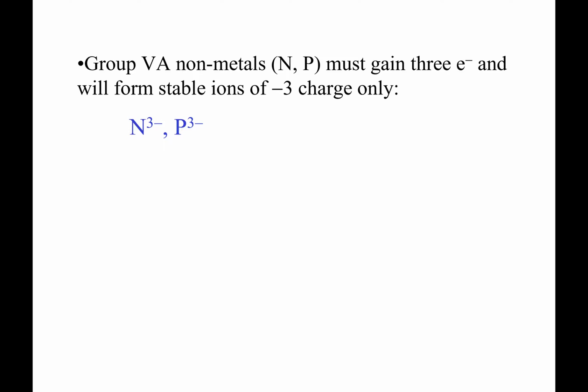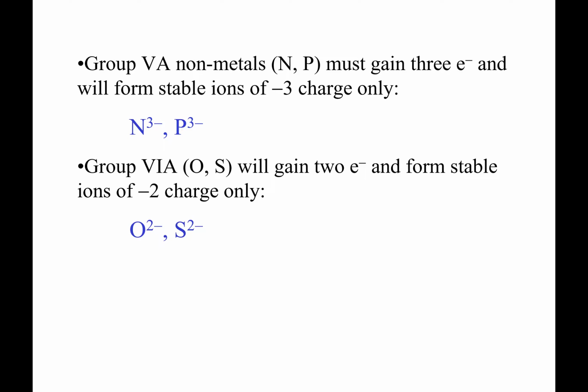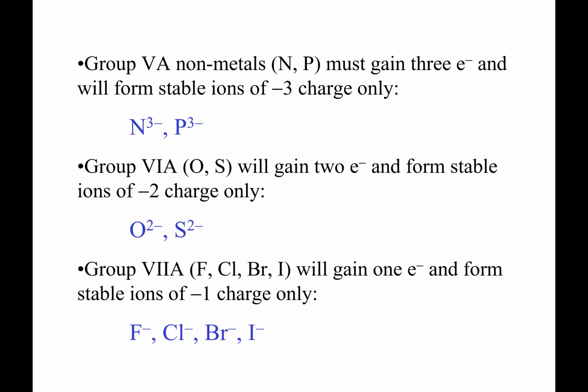So beginning with 5A, I kind of use my fingers. They go 1, 2, 3. So they have to pick up 3 electrons, and in doing so, they'll have a -3 charge. The 6A, these guys pick up 2 electrons, -2. And these guys here, the halogens, 7A, pick up 1 electron and become -1.